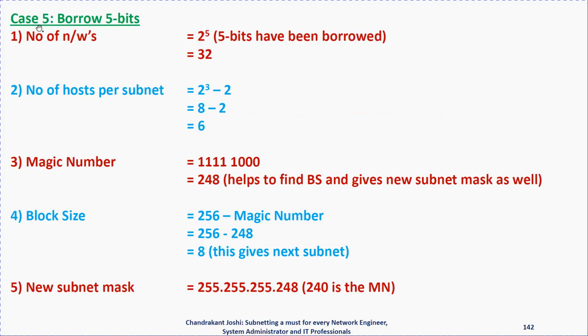Now we are in case number 5 where we are borrowing 5 bits. So if 5 bits are borrowed, 3 bits are left, and this is how we get the magic number, this is how we get the block size, and this would be the new subnet mask. Please go through this. I have already explained all of them previously.